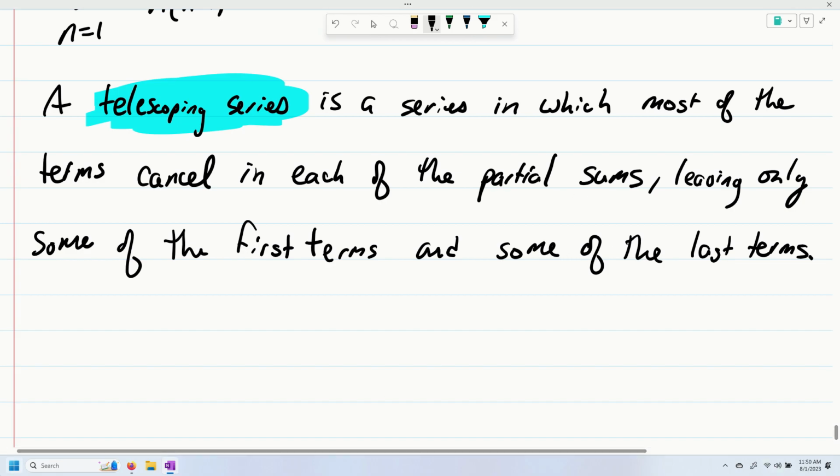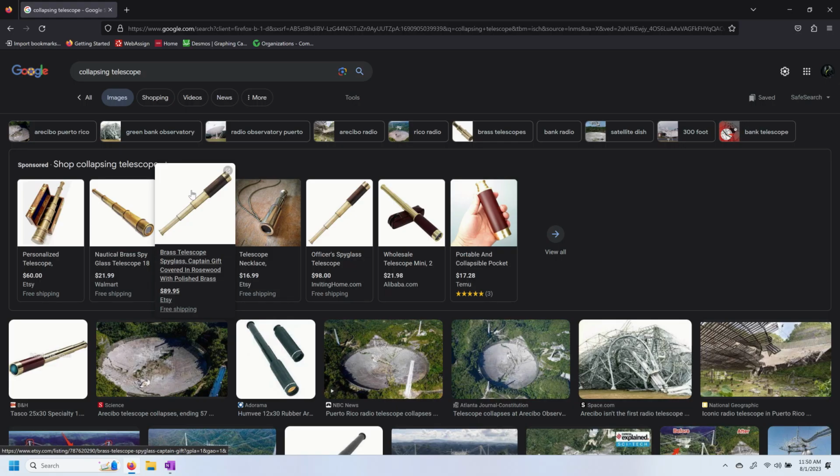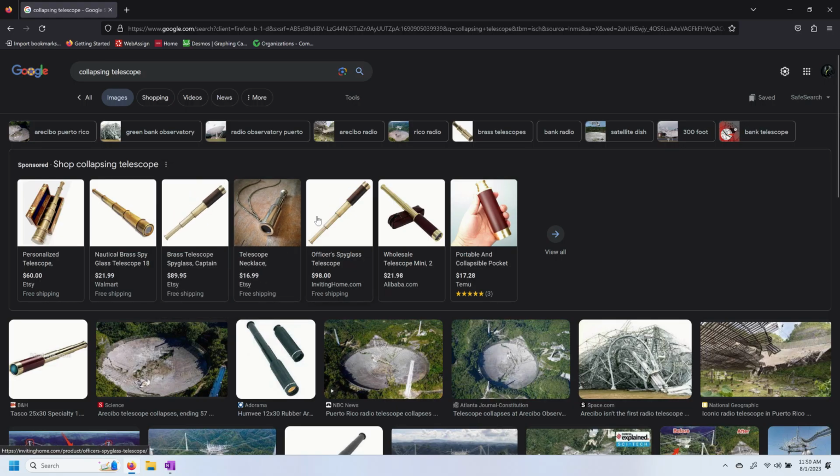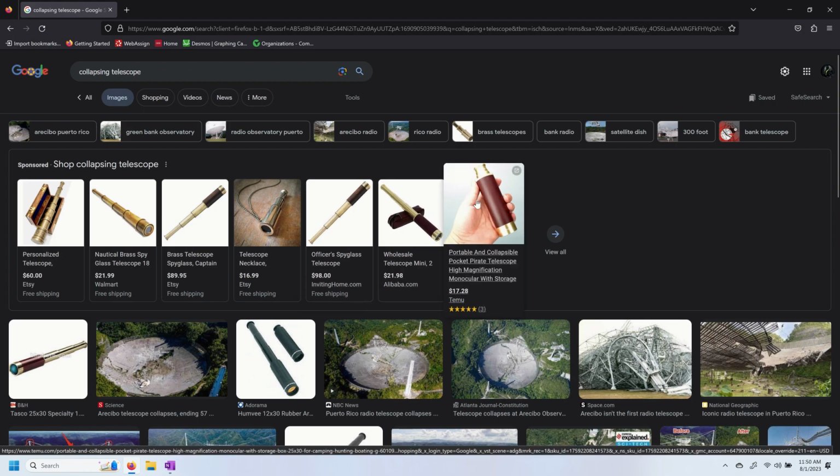Let's see if I can show you what I'm talking about. When I'm referring to a collapsing telescope, it's like one of these things right here, where you can put it in a backpack and then you can pull it out and it gets really long, and you can see long distances, and collapse it in on itself. That's what we mean by a telescoping series.